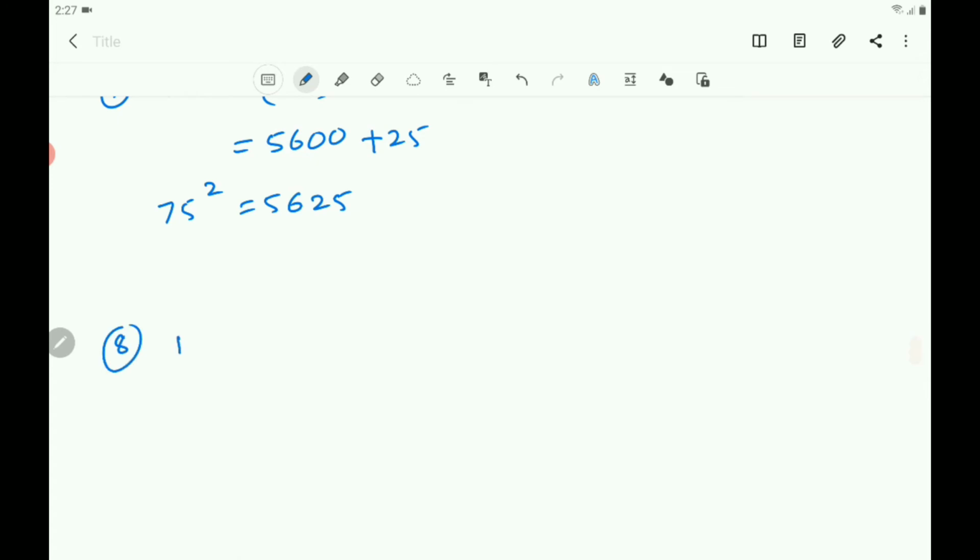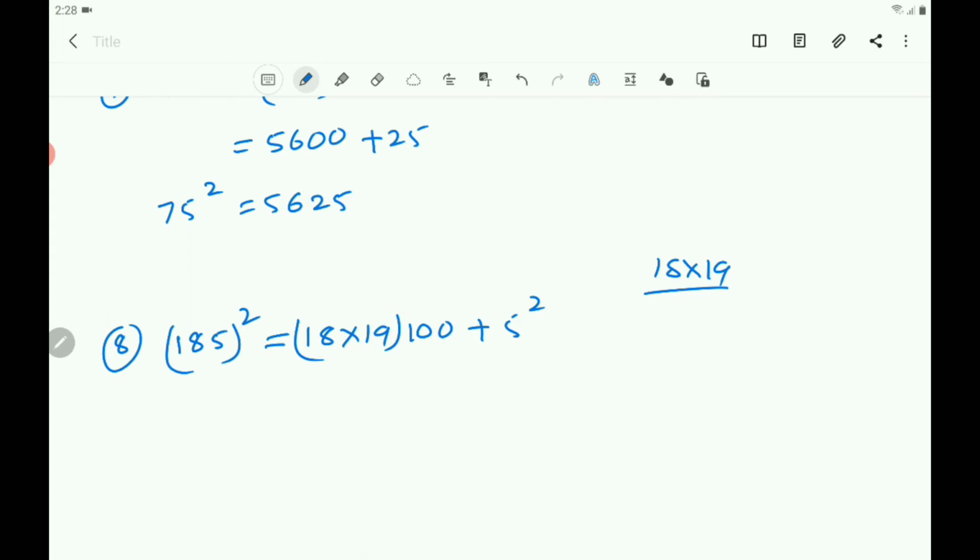Next you take one more example, 185 square. You take this whole 18 into 19 into 100 plus 5 square. 18 into 19 is 342. So you will get 342 into 100, that is 34200. 34,200 plus 25, so 185 square equals 34,225.